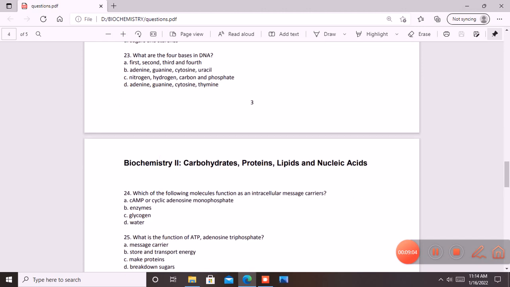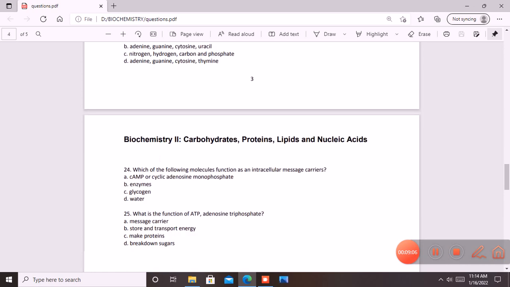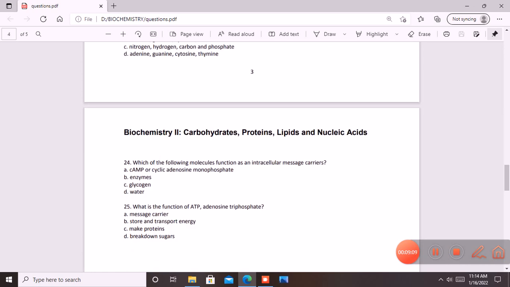Let's get to question 24. Okay. 24 says, which of the following molecules functions as an intracellular message carrier? So here comes in hormonal transmission. So in hormonal transmission of signals, some molecules transport messages, and it's cyclic AMP that acts as the intracellular message carrier. So 24, the answer is A.